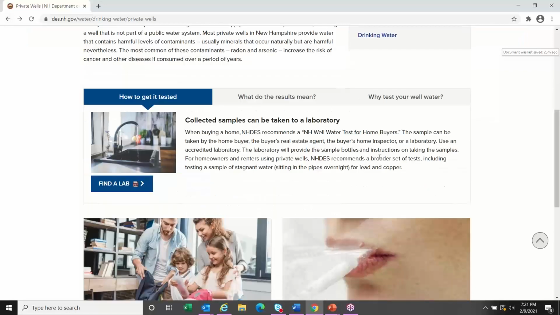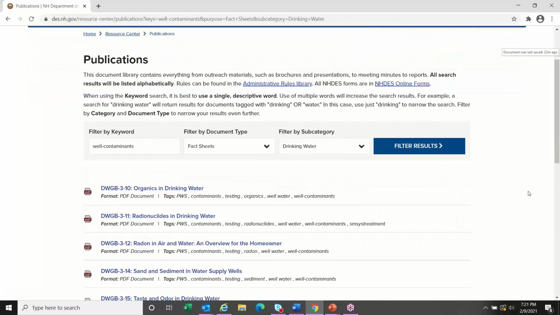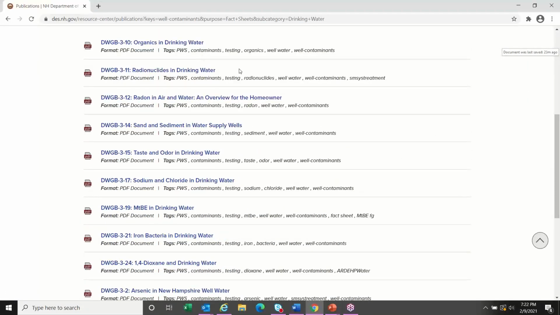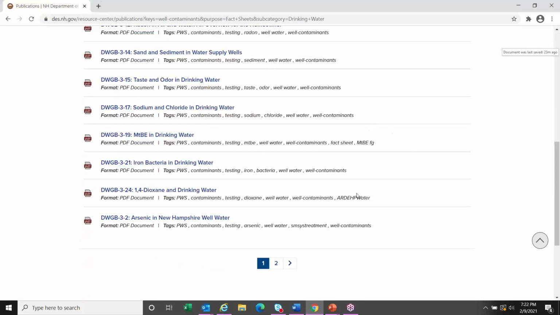private well page. If you scroll down to the right-hand corner here, find out more about contaminants and well water. If you click on that, it will bring you to a list of environmental fact sheets. These are all the fact sheets that are related to common problems with water quality in wells. So you can see there's a variety here. For example, here's one for arsenic.